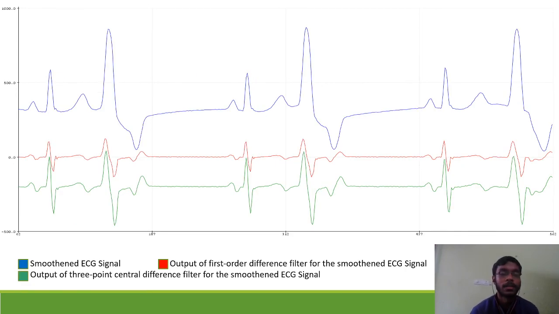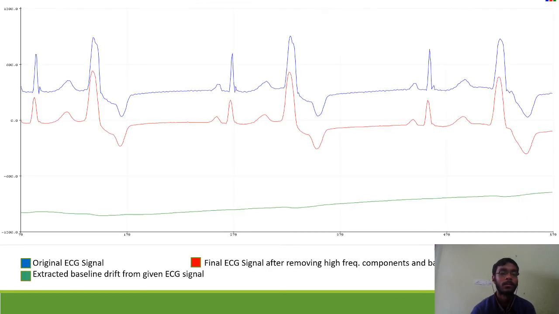Now in the second question, we are told to emphasize the high slope portion. So the first one is the smoothened out ECG signal. Now the red one is the output of the first order difference and green one is the output of the 3-point central difference. And you can see that 3-point central difference is emphasizing the slopes more than the first order difference.